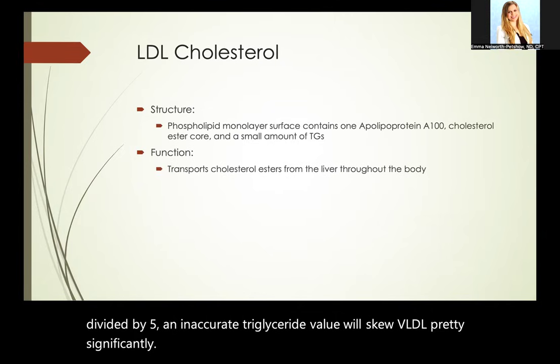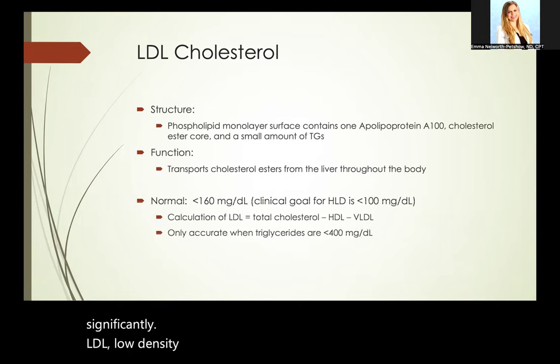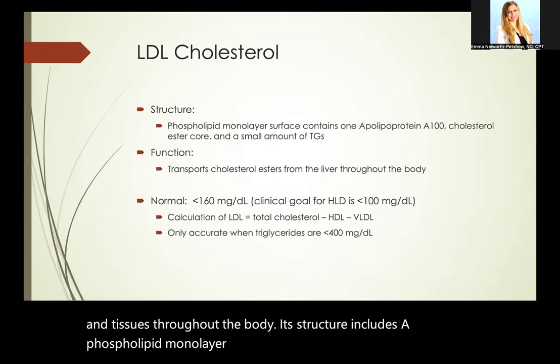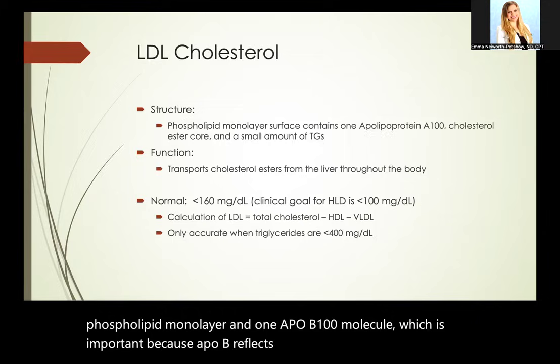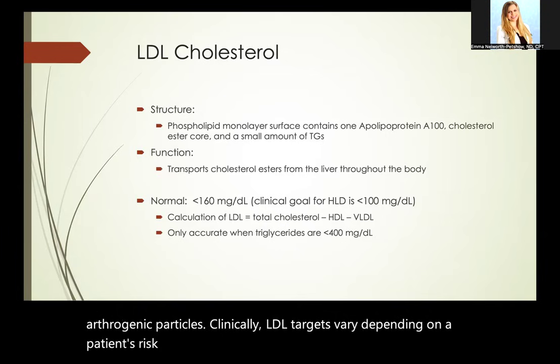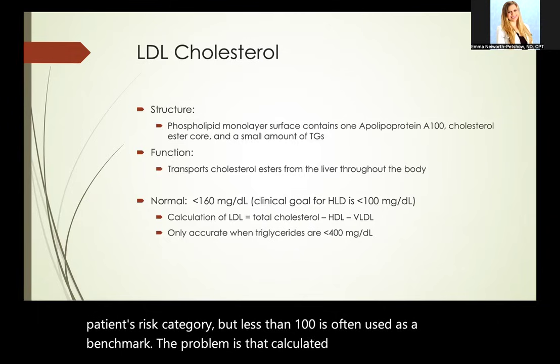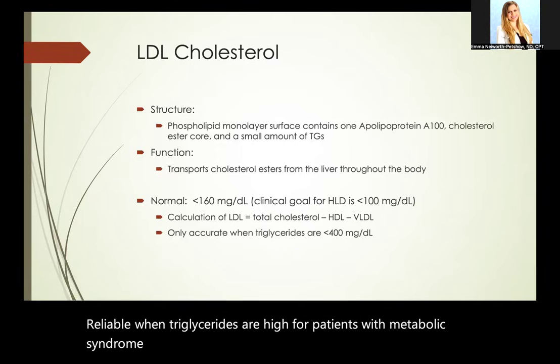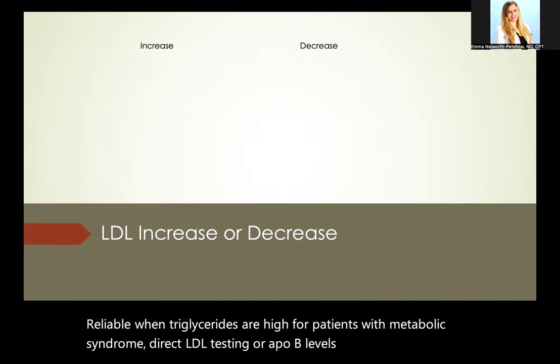LDL, low density lipoprotein, carries cholesterol esters from the liver and tissues throughout the body. Its structure includes a phospholipid monolayer and one ApoB100 molecule, which is important because ApoB reflects the number of atherogenic particles. Clinically, LDL targets vary depending on a patient's risk category, but less than 100 is often used as a benchmark. The problem is that calculated LDL becomes unreliable when triglycerides are high. For patients with metabolic syndrome, direct LDL testing or ApoB levels may be far more informative.